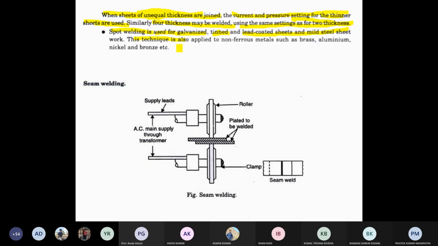This technique is also applied for non-ferrous materials such as brass, aluminium, nickel, and bronze, etc. These are all the very basic features of spot welding. Now, what is seam welding?